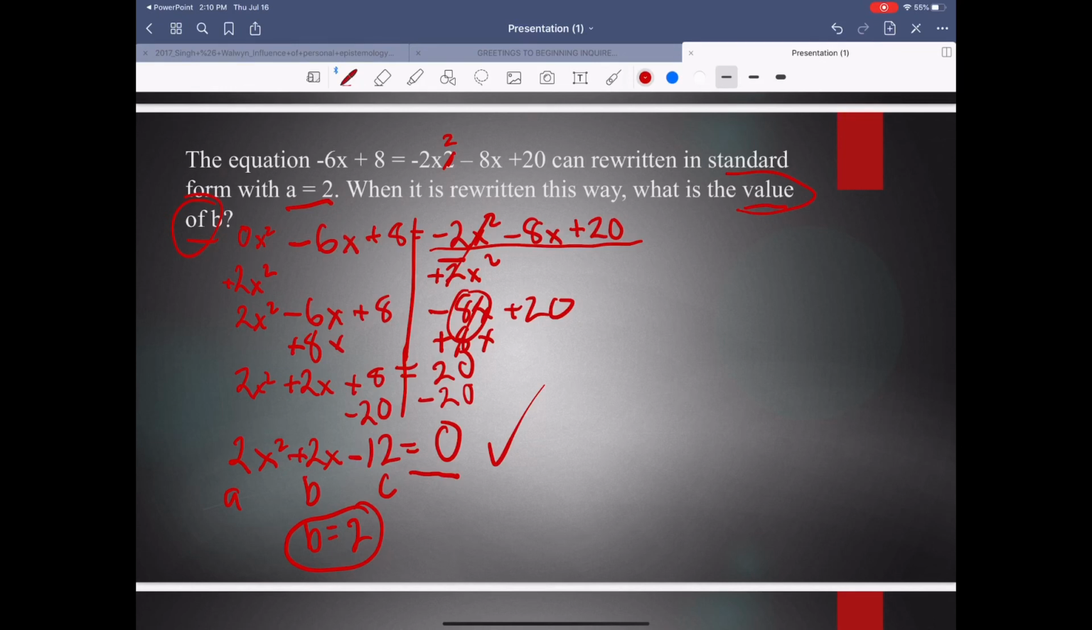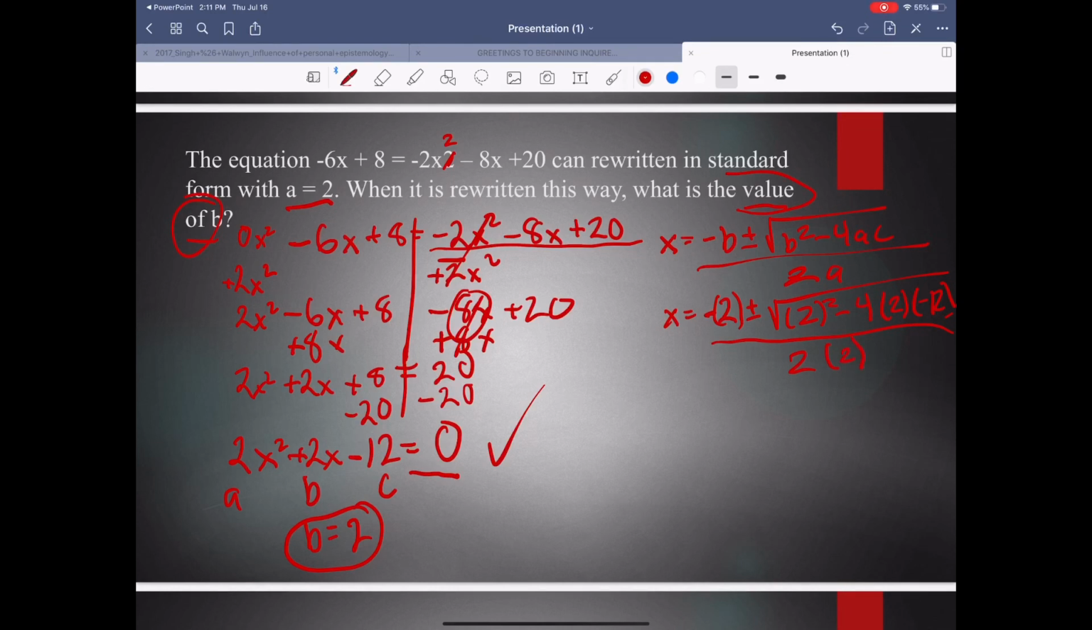Now, to actually use the quadratic formula, you label them like I did. And so let's use the formula. x equals negative b plus or minus the square root of b squared minus 4 times a times c, all of this divided by 2a. So x equals negative 2 substituted, plus or minus 2 squared minus 4 times 2 times negative 12, all this divided by 2 times 2.